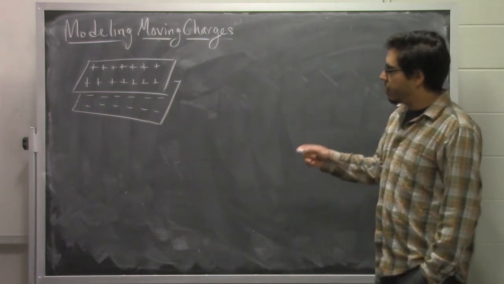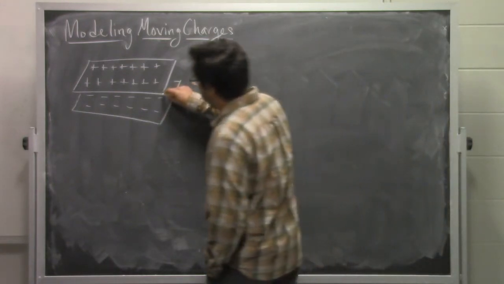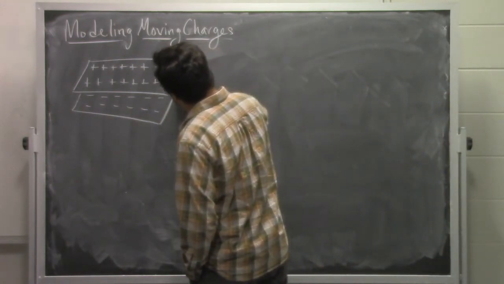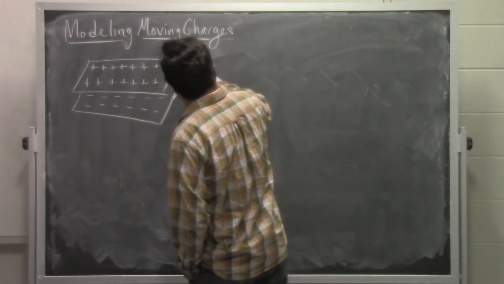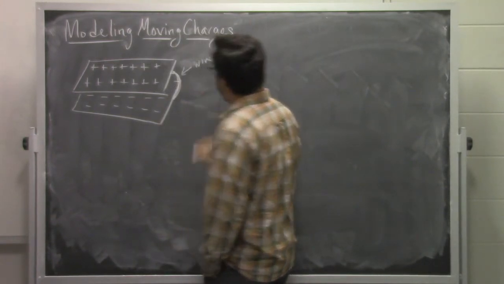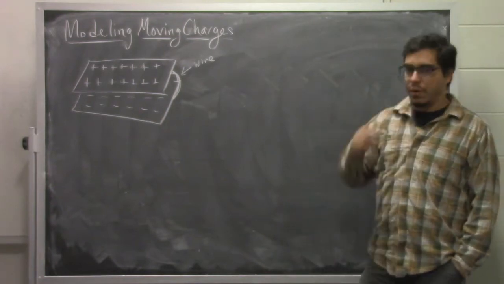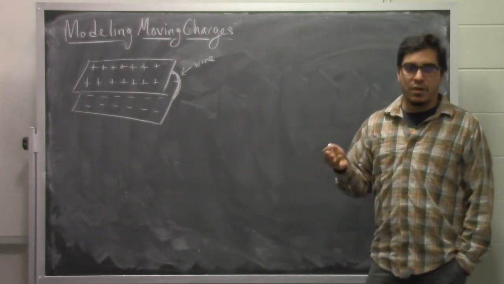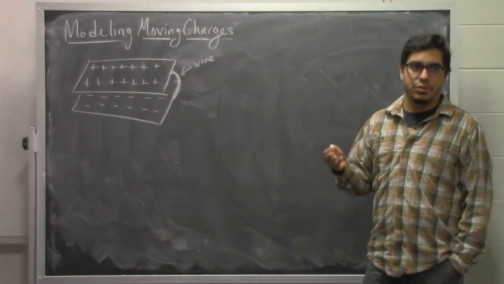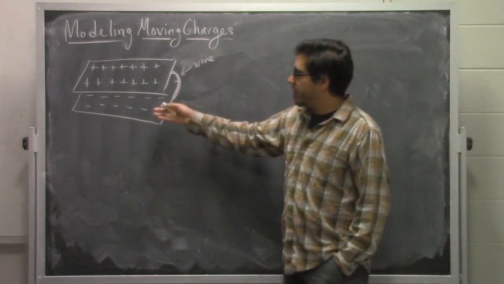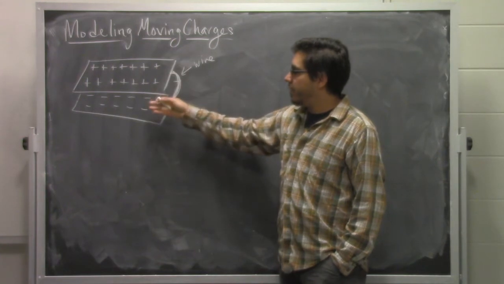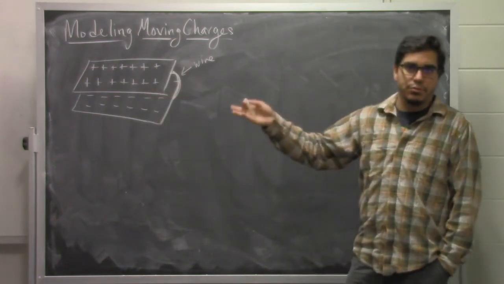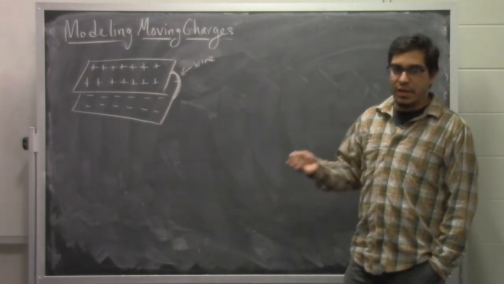But now what we're going to do is connect these two plates that are separated by a very thin piece of wire. Okay? And what your intuition probably suggests is that eventually these two plates come to have the same amount of charge. And in this case, because the plates have the same amount of charge but different signs, they become neutral. And that's exactly what happens.